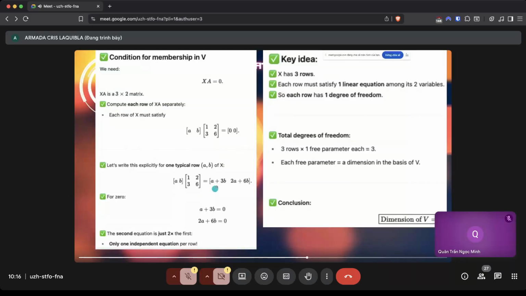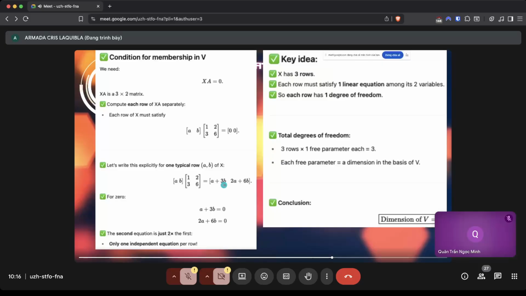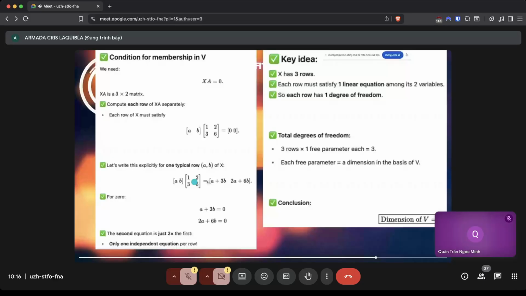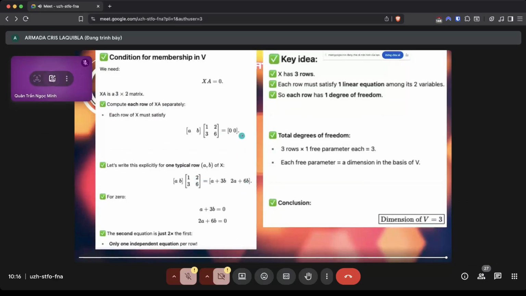3 plus a plus 3b. Multiply this with this, a plus 3b. And then this a, b times 2, 6. We have 2a plus 6b. Now you will say, why is this 0, 0 here? Because your X times A should be equal to 0. Now what to do? Your a plus 3b, you equate that to 0. And then your 2a plus 6b is also equal to 0 because they're at the top. That's the reason. They're all equal to 0.